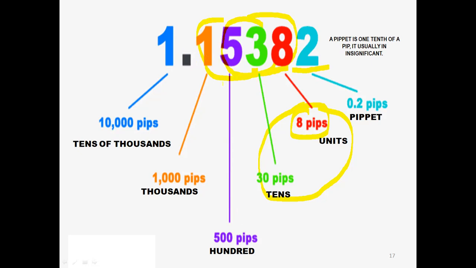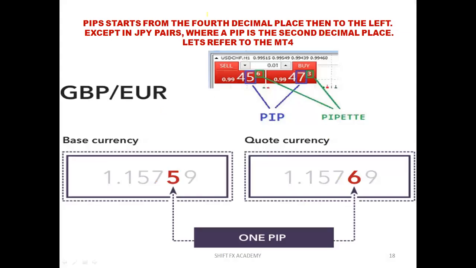So the pip starts from the fourth decimal place, except for JPY pairs. Let's quickly see that. You know what? I just mentioned what a pipette is. A pipette is 1/10 of a pip. I mean 1/10 is not up to a pip, so it's called a pipette.